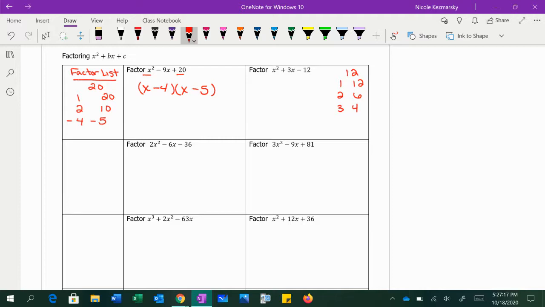2 and 6, well, 2 plus 6 gets me 8. 2 minus 6 gets me -4. So that's not going to get me the 3. 3 plus 4 is 7. 3 minus 4 is -1. I've gone through all of my factor list, and I haven't found a pair of factors that will get me a +3. So what this means to me is this guy is not factorable. So it is possible to not have factors.